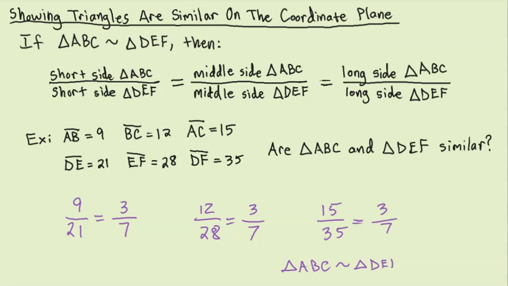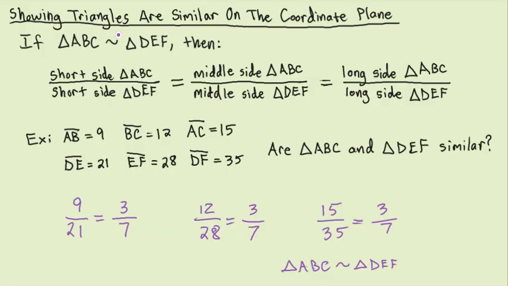Okay? But we know that they're not congruent. Why? Well, none of the sides are equal. The short side on one is 9, the short side on the other is 21. So that's not congruent. Therefore, these two triangles are not congruent, but they are similar.